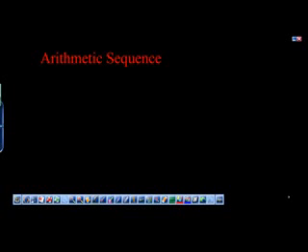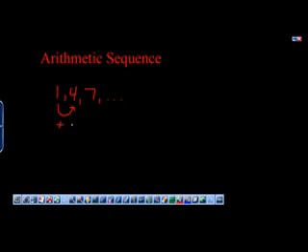Arithmetic sequence. A sequence is a list of numbers in a particular order, such as 1, 4, 7, 10, 13. Each part of that sequence is a term. 1 is a term, 4 is a term, 7 is a term. In an arithmetic sequence, each term is brought about by adding or subtracting a number from the previous term.